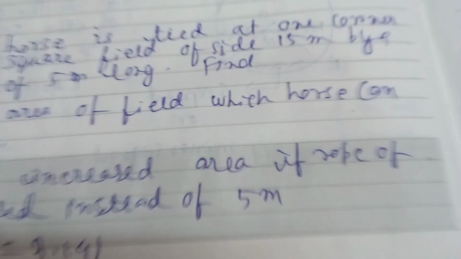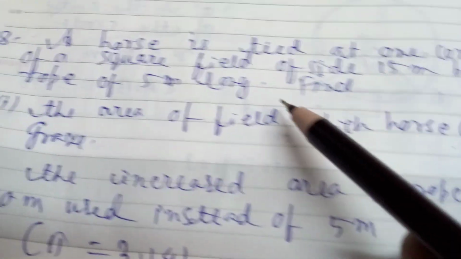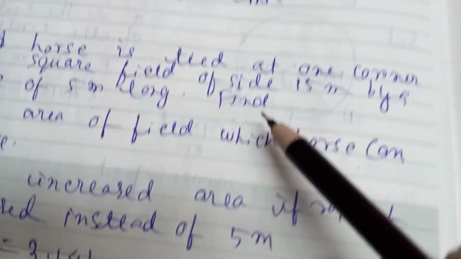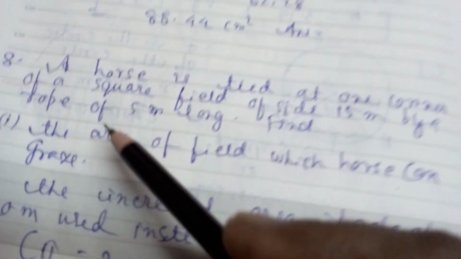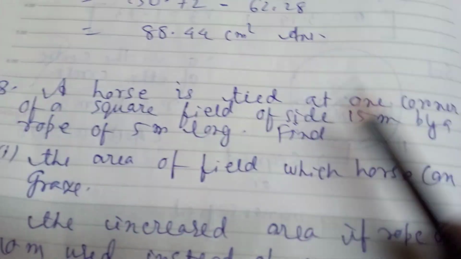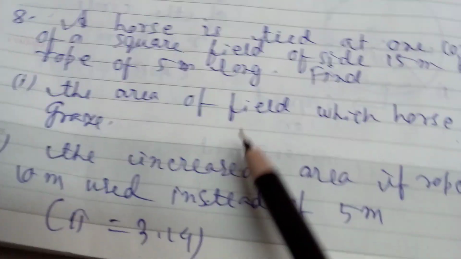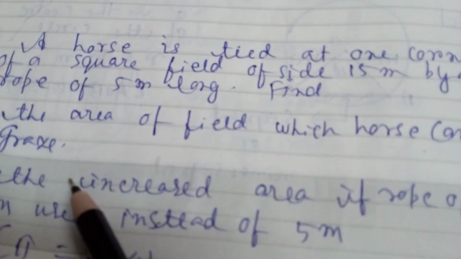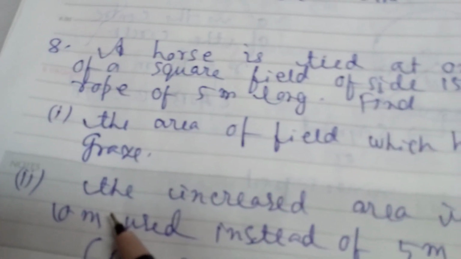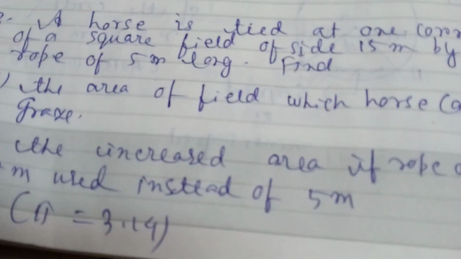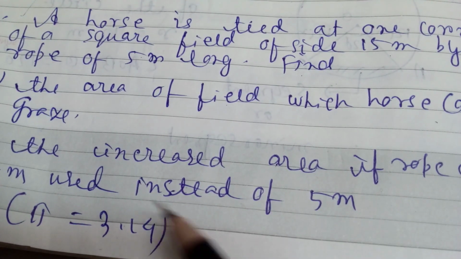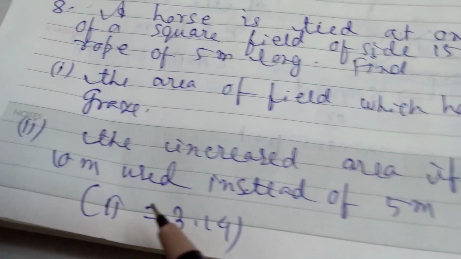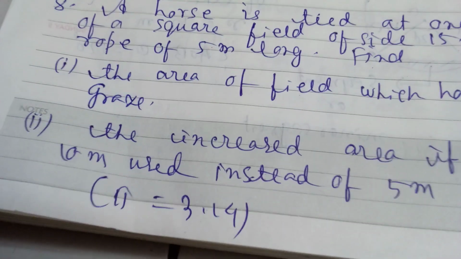Now next question. A horse is tied at one corner of a square field of side 15 meter by a rope of 5 meter. Then first question, find the area of the field which the horse can graze. Now if the length of the rope is increased from 5 meter to 10 meter, then how much is the increased grazing area? Okay. Now you have to use pi equal to 3.14.